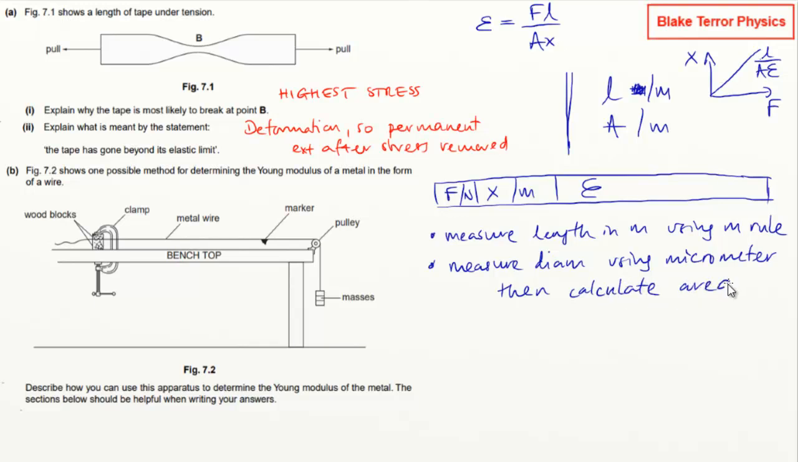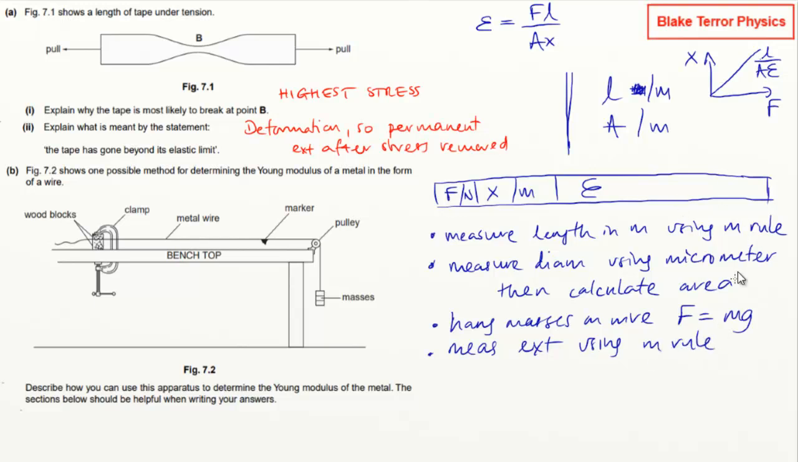Then we can say we can vary the number of masses on there. So yeah, we'll just say we can hang masses on wire, and say that the force is equal to the mass times the acceleration due to gravity. Measure extension using meter rule.